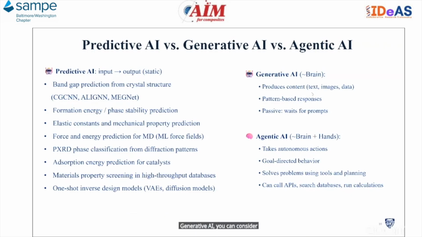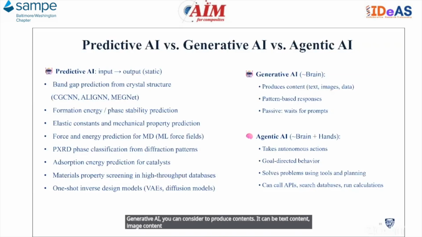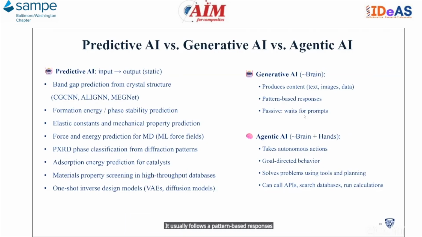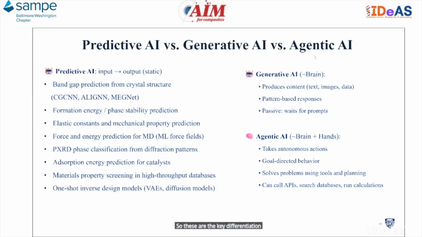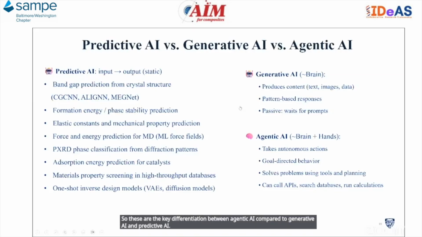Generative AI you can consider as producing content. It can be text content, image content, audio content. It usually follows pattern-based responses and waits for prompts. Agentic AI does not need to wait for the prompt. It can take autonomous action. It can show goal-directed behavior. It can solve problems using tools and planning. It can call APIs, application program interfaces, search databases, and run calculations or perform experiments. So these are the key differentiations between agentic AI compared to generative AI and predictive AI.